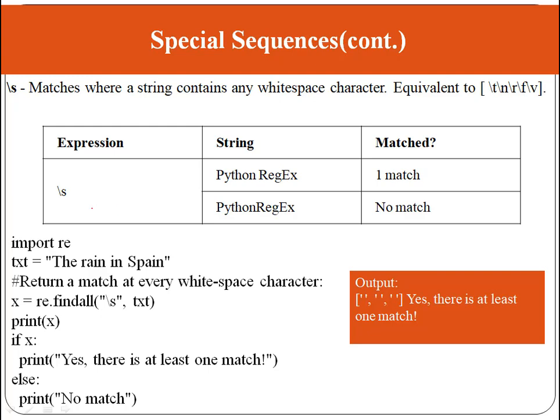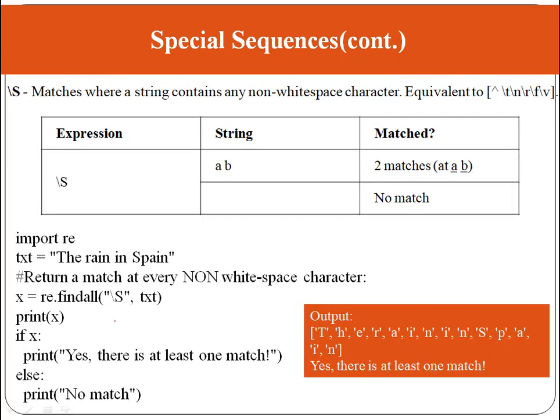Then slash small s, you are looking for spaces. So here there is a space, there is no space, and this is how you can use it in your programming. Reverse, you are looking for non-space. So this is non-space, this is non-space, and here nothing is there, no match. It is considered a space, so no match. And this is how you are using it in your programming.